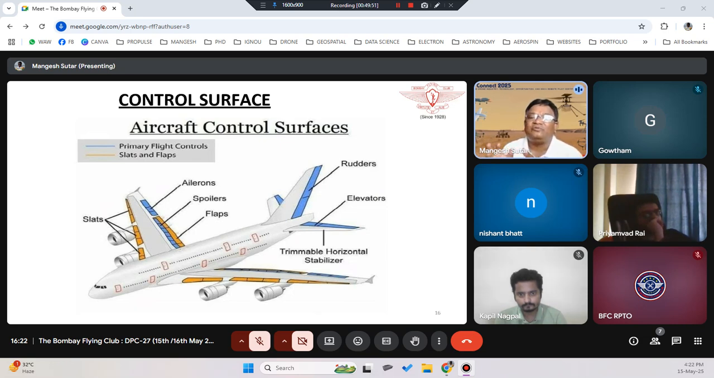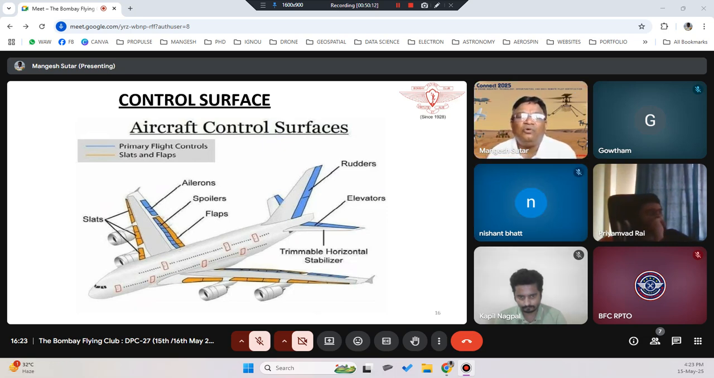Trim tabs, what we call them. So you can change minutely also. Even some rudders will have a bigger surface, and within the rudder there will also be a smaller structure which can change in the opposite direction. So that is what is called secondary surfaces or secondary controls, what we call trimmable.